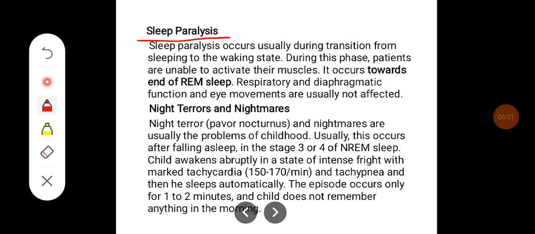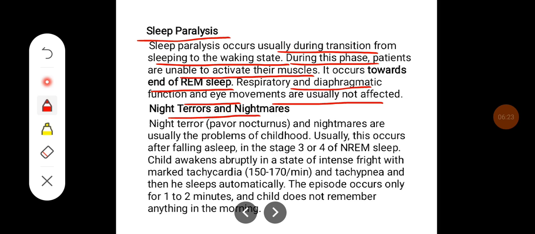Sleep paralysis. Sleep paralysis occurs usually during transition from the sleeping to the waking state. During this phase, the patient is unable to activate their muscles. It occurs towards the end of REM sleep. Respiratory and diaphragmatic functions and eye movements are usually not affected.